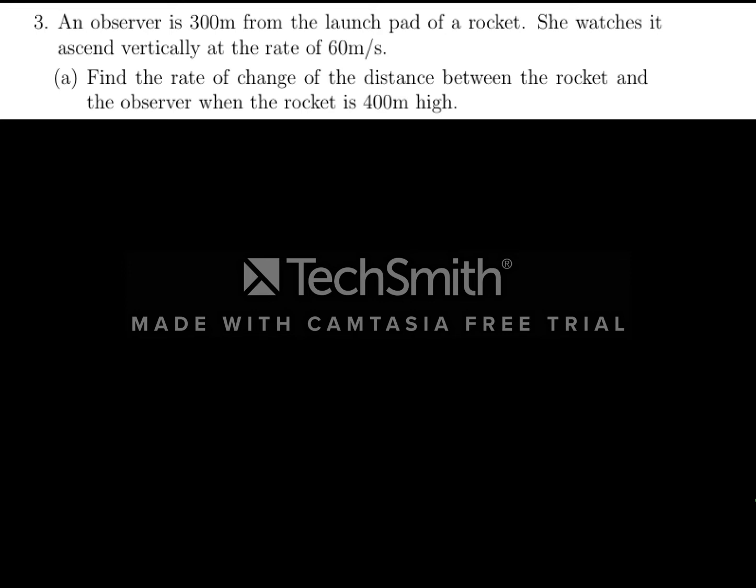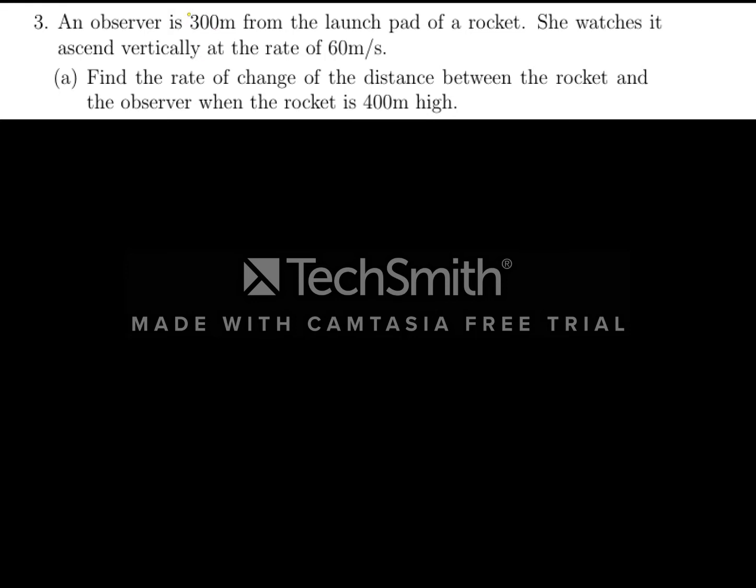In this problem, we have an observer. She is 300 meters from the launch pad of a rocket, and she's watching it ascend vertically at a rate of 60 meters per second. We're asked to find the rate of change of the distance between the rocket and the observer when the rocket's 400 meters high.